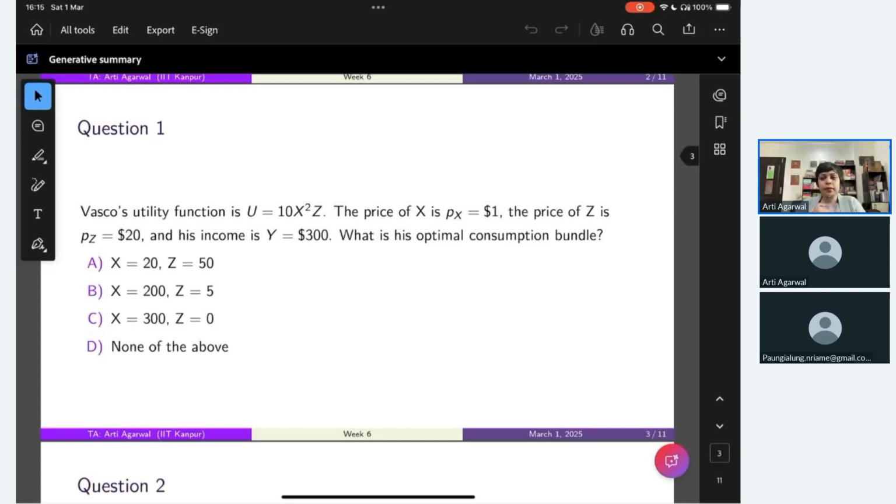So option C is very clearly not the correct answer, but we'll solve for the correct answer. I will first, using this question, illustrate the general process we will be using for all questions on utility maximization. Now, in utility maximization, there are three ways of solving the same problem.